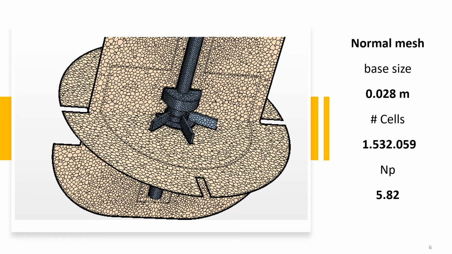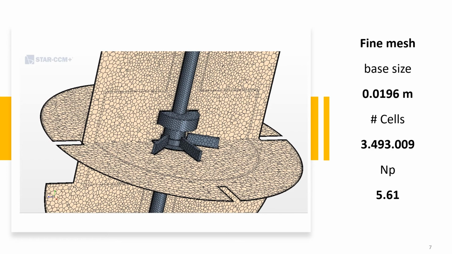The next one was the normal mesh, which has the medium base size and the medium number of cells. As shown in the figure, the cells are smaller than in the coarse mesh. Finally, the last mesh was the fine mesh, which has the smallest base size, as shown in the figure, and the highest number of cells.